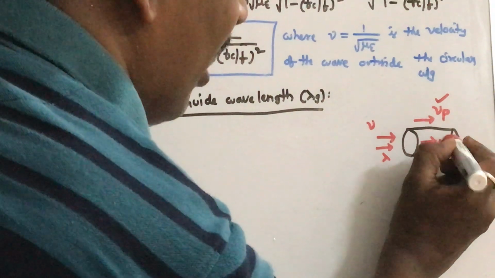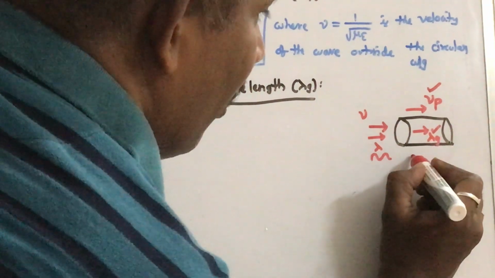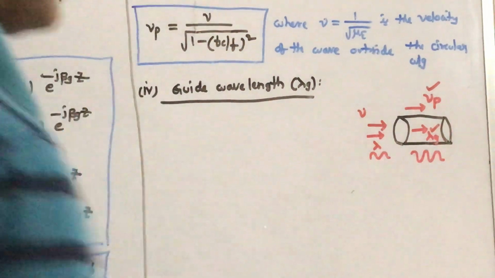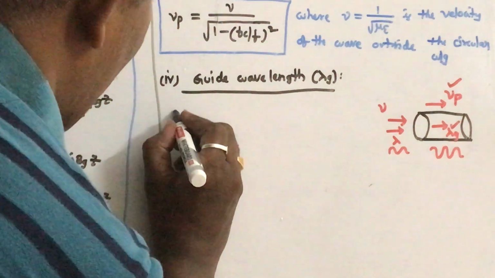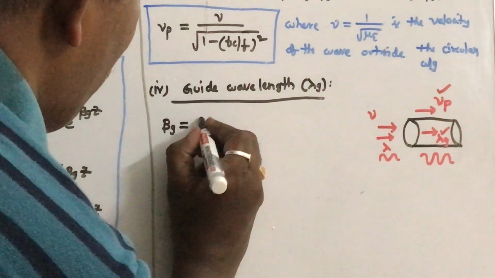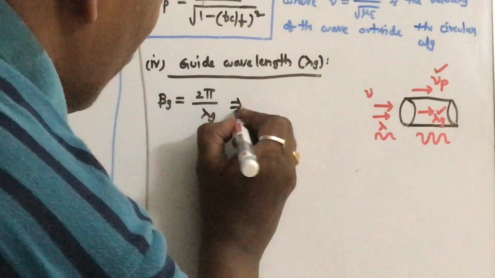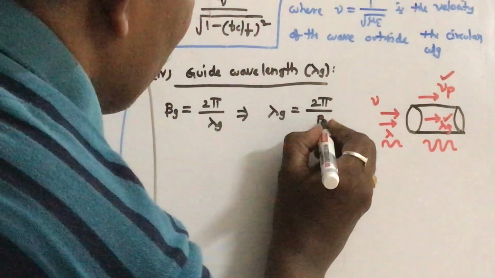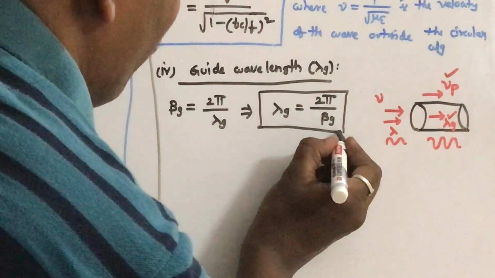Now we will find out the wavelength of the wave. Suppose this is the wave traveling outside. When it enters into the circular waveguide, its wavelength changes. That is called the guide wavelength lambda g. Therefore, let us derive this formula. What is the beta g phase shift formula? Beta g is 2 pi by lambda g. So lambda g is 2 pi by beta g.